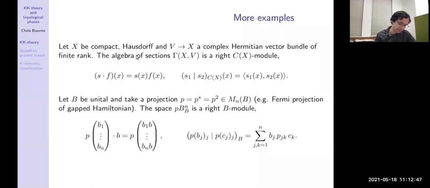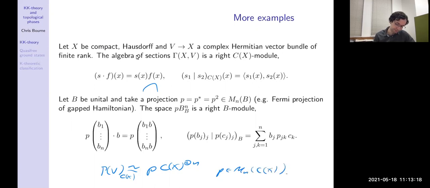And of course, if you're familiar with the Serre-Swan theorem, then actually this first example is a special case of this finitely generated and projective module, precisely because if you have a finitely generated and projective module, then this section algebra you can always write as a module over C(X). It's isomorphic to some finitely generated and projective module where P is an n by n matrix. Okay, so these are a few more examples of C-star modules.